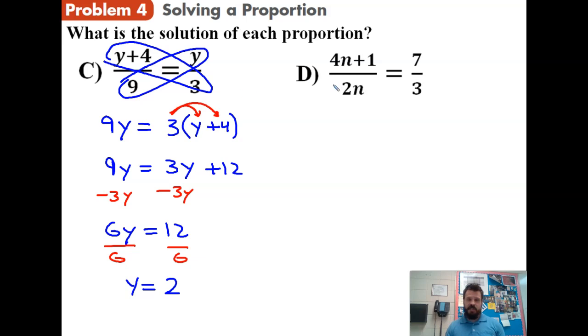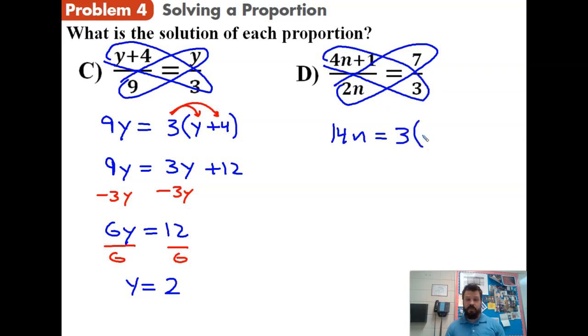All right, running through D then, let's take our cross products. 2n times 7 is going to give me a 14n, which will be equal to (4n + 1) times 3. We'll write that as 3(4n + 1). And we can distribute on the right, which will give us a 12n + 3. On the left, we still have the 14n.